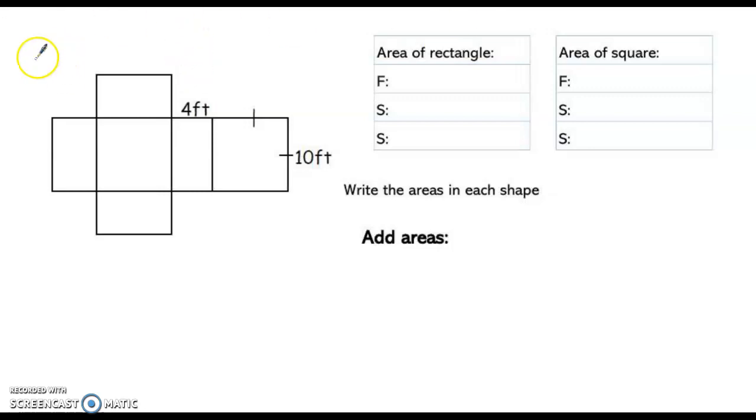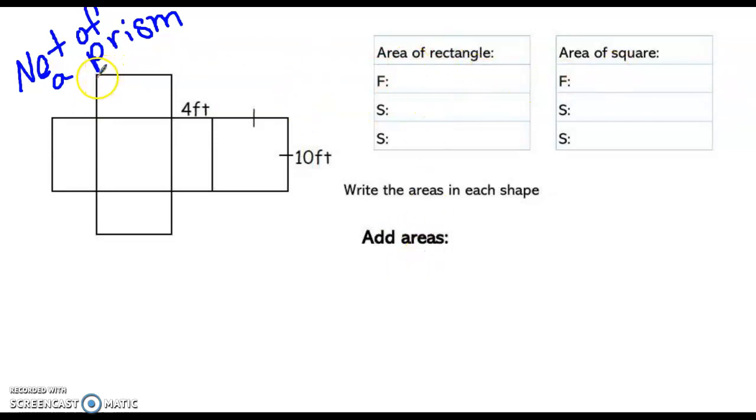This is the net of a prism. So we have two shapes here, basically. We have the area of a rectangle and we have the area of a square. So let's start with the rectangle.